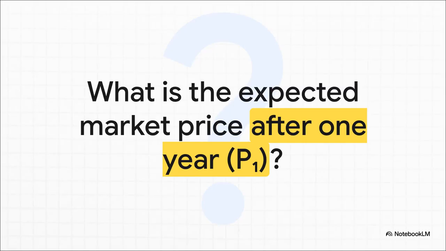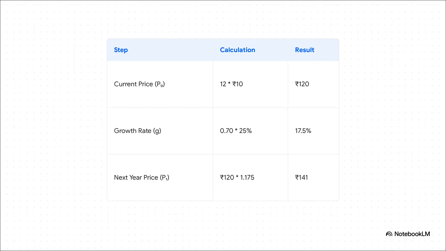Awesome. Now, let's move on to part 2 of our mission. Based on this new, more aggressive 70% retention policy, what can we expect the share price to look like 1 year from now? Let's walk through how we get there. First, we need the new price for today, our P0. That's just our target PE of 12 times the earnings of 10 rupees, which gives us 120 rupees.